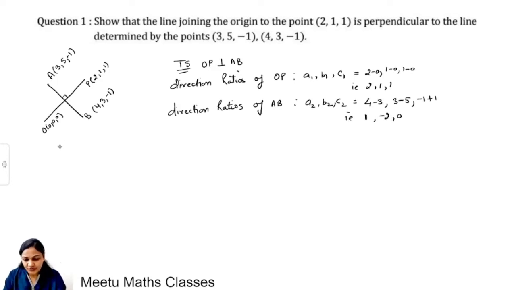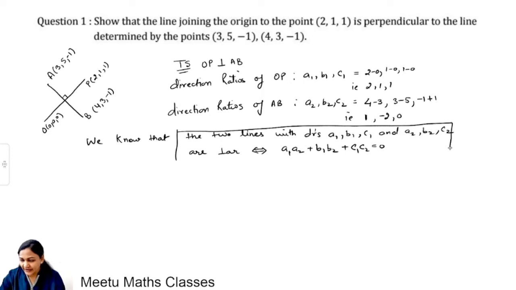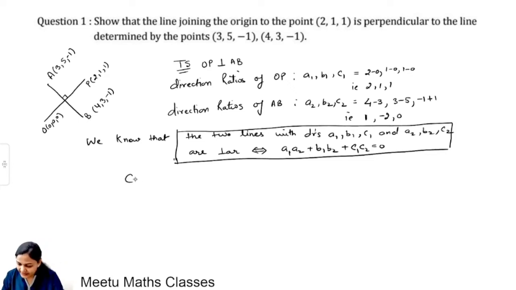So these are the direction ratios of OP and AB, and we know that the two lines with direction ratios A1, B1, C1 and A2, B2, C2 are perpendicular if and only if A1 A2 plus B1 B2 plus C1 C2 must be 0. So if this is 0, then you can say that the two lines are perpendicular.